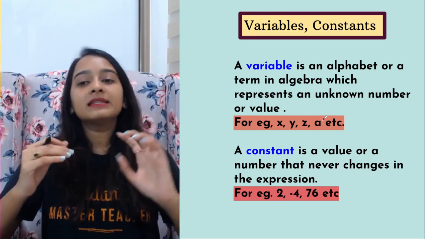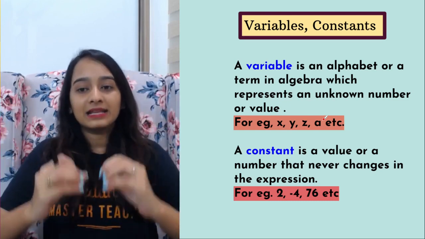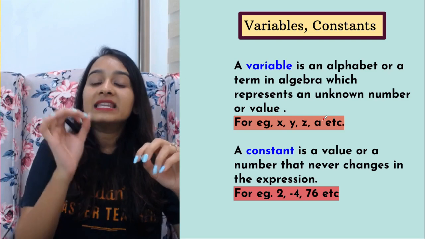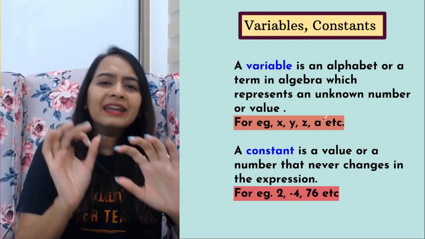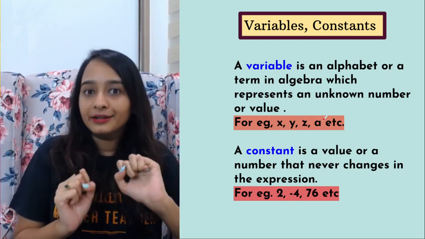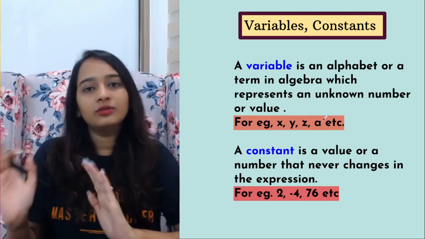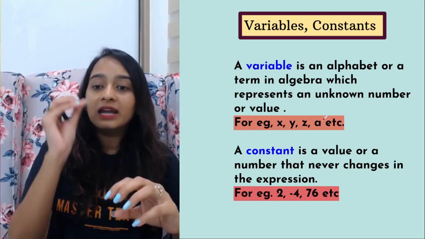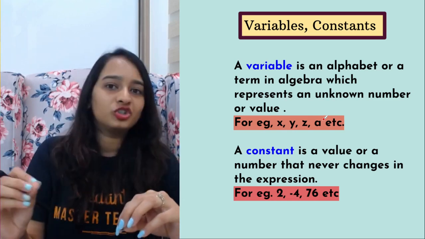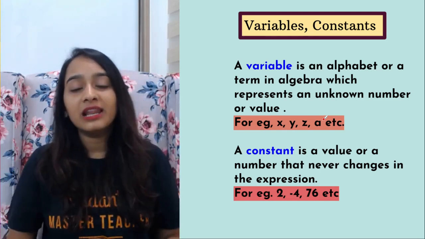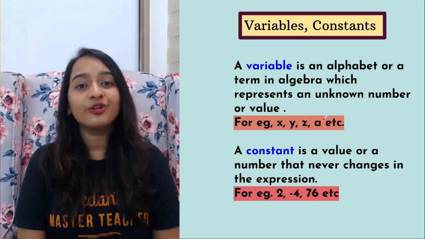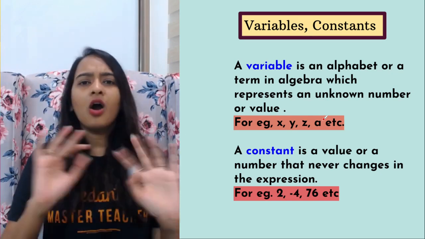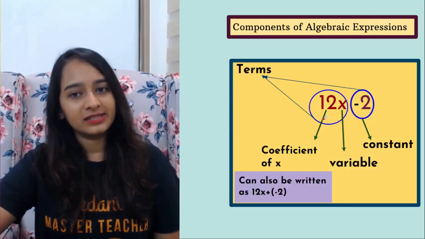So a variable is an alphabet or a term in an expression which represents an unknown number, and it is usually a letter, an alphabet between A to Z. You can take anything. A constant is a value that is fixed and will never change. For example, a rational number, whole number, integer, fraction, all of these will come under constants.